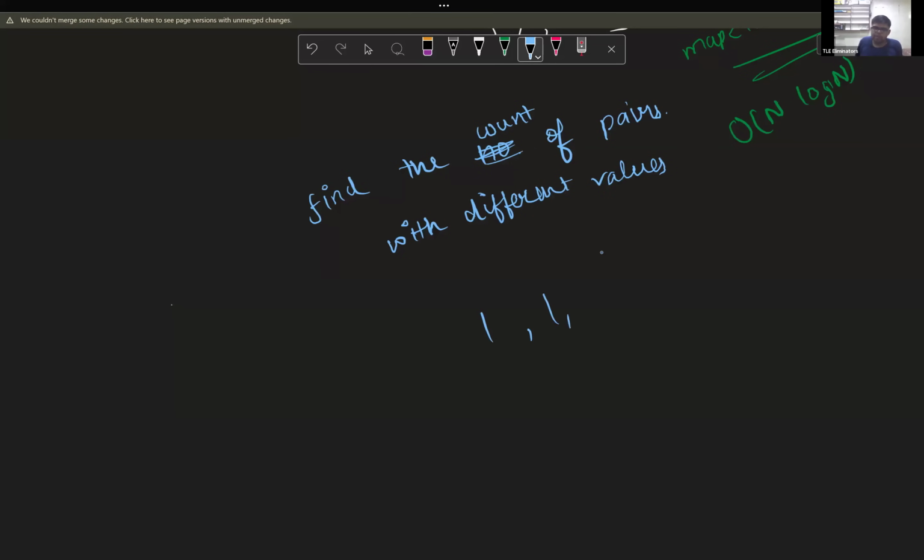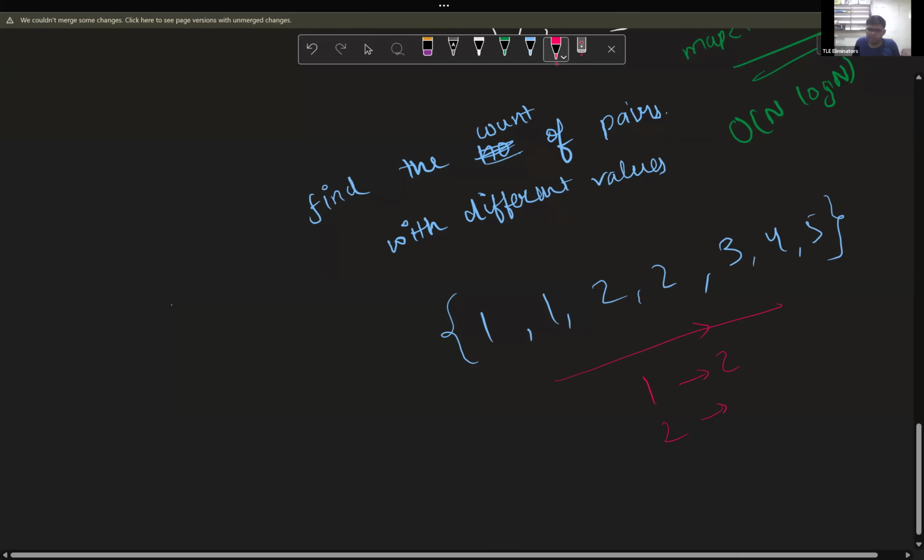If you have something like 1 comma 1 comma 2 comma 2 comma 3 comma 4 comma 5 and you want to find the number of different pairs here, what you can do is just iterate over it once and calculate the frequencies of all the elements. So one is coming up two times, two is coming up two times, three is coming up one time, four is coming up one time, and five is coming up one time.